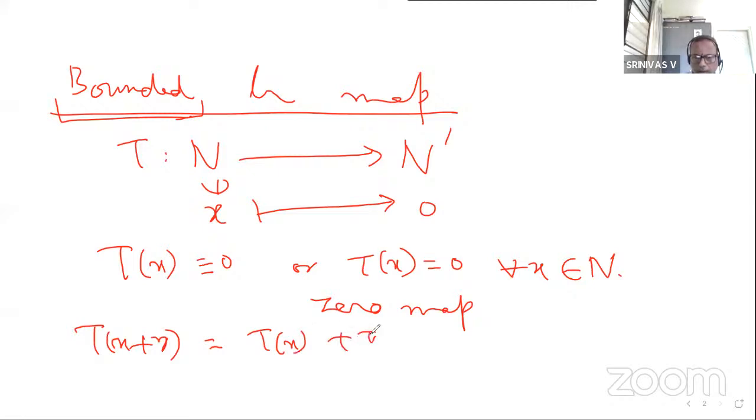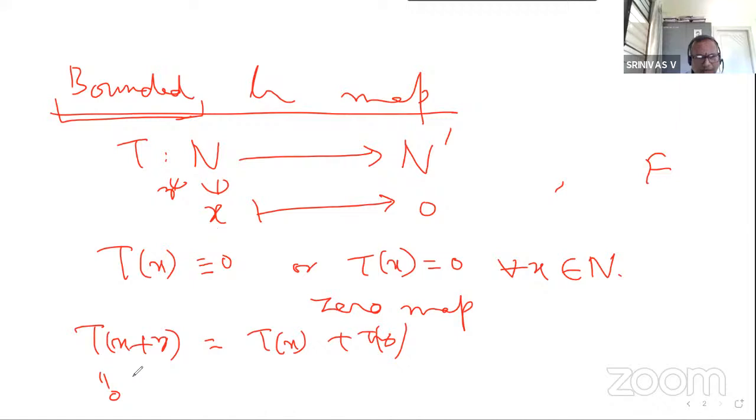Let us check T of x plus y. If x and y are taken from n, I'll take x and y from n. So x plus y is an element in n because n is a vector space. I assume n and n dash are vector spaces for the same field F. So x plus y is in n, and T of x plus y is defined to be 0.